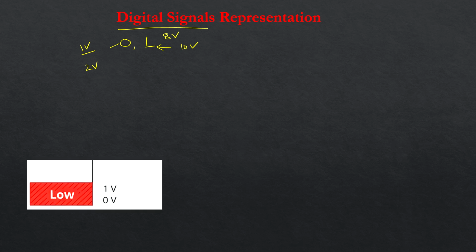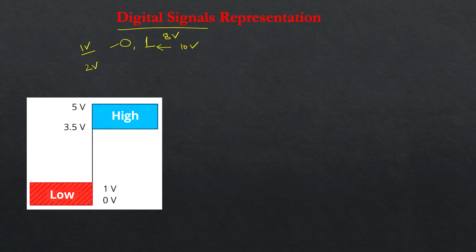So today we will discuss digital signal representation. We know that in this digital system we have two values, that is 0 and 1. So can we say that this 0 is represented by 1 volt, let us say, and this 1 is represented by 8 volt, or you can say that this 0 is represented by 2 volt and this 1 is represented by 10 volt? Okay, so this will not be the case. So that will be a range basically.